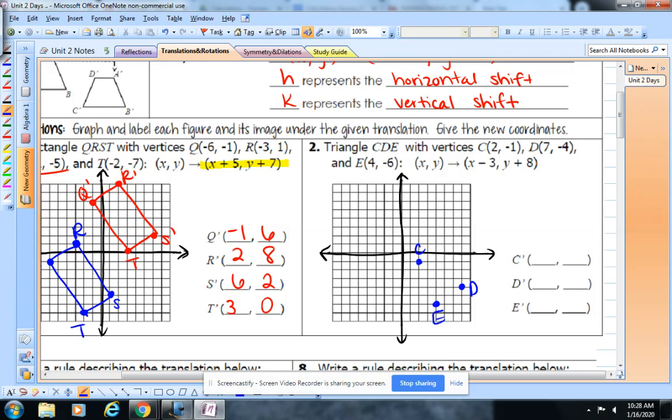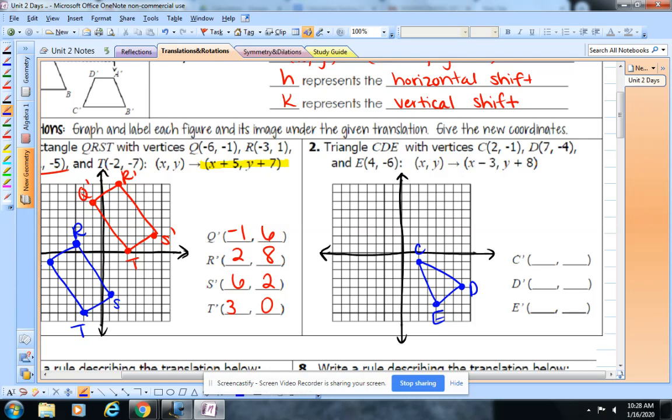And I like triangles the best because they have fewer points. Less work. See if your triangle looks like mine. Make sure I didn't mess it up. Make sure you label your points. Or give me a thumbs up when you graph the original triangle.